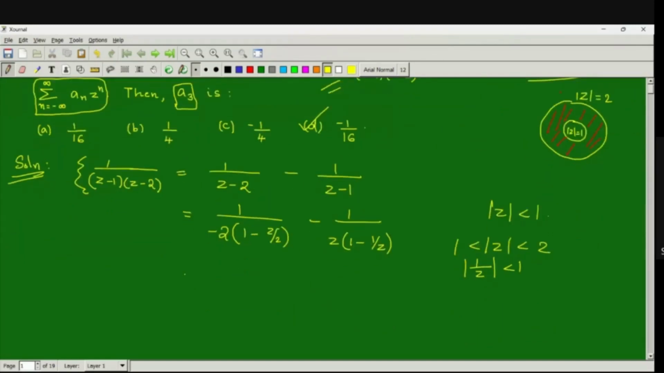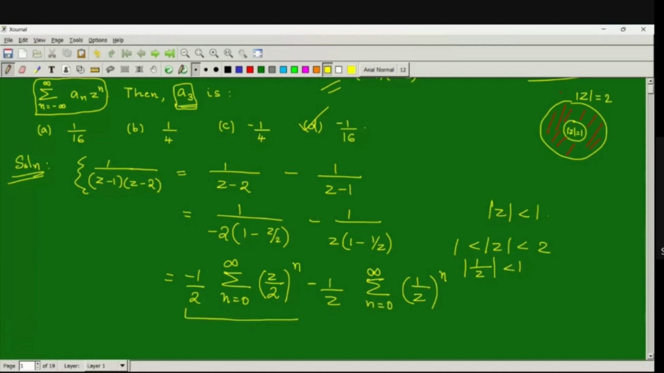What is the Laurent series expansion? This is minus 1 by 2 times the summation n equal to 0 to infinity of (z by 2) power n, and minus 1 by z times the summation n equal to 0 to infinity of (1 by z) power n. Now what is the question? We are asked to find A3, right? A3 means the coefficient of z cube. So what is the coefficient of z cube in this part? When n equal to 3, that is minus 1 by 2 into 1 by 8.